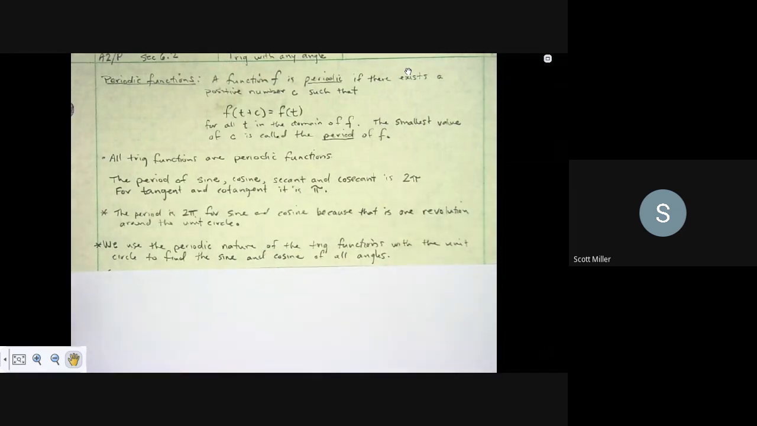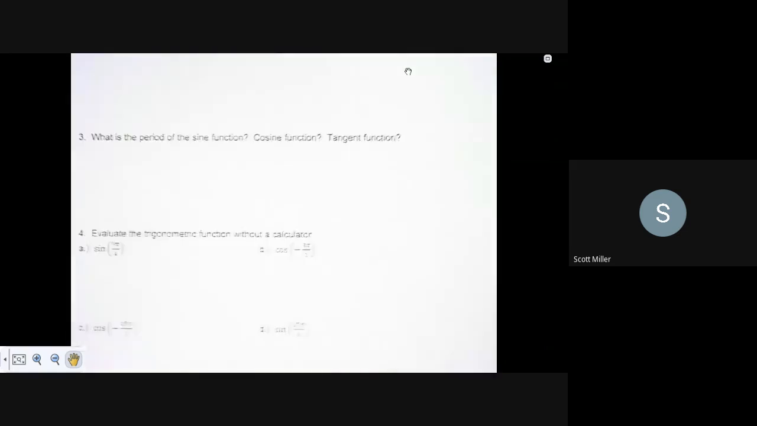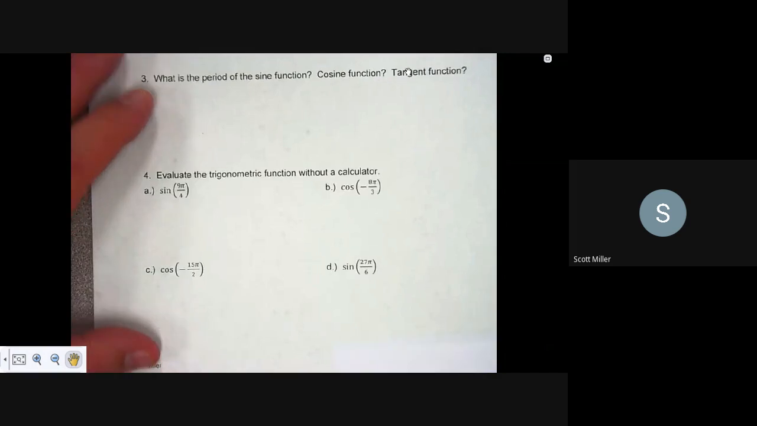Because of this, we can use the periodic nature of these trig functions to find the trig values for many other angles without using a calculator. And so that's what this first lesson is about. And then we're going to do some more of the same types of problems that we talked about the other day. So let's look at these problems over here. Start with this one, down here at the bottom.